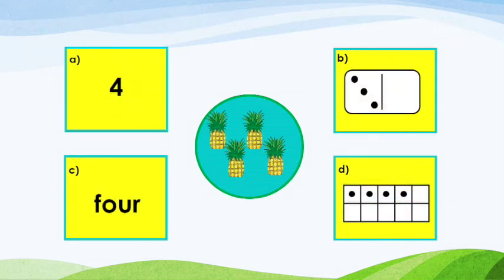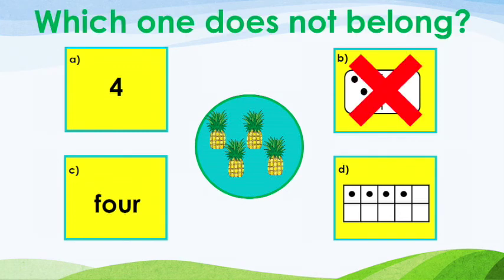4 juicy pineapples. But which one does not belong? Which of the square boxes does not show 4? Look carefully, boys and girls. Did you choose the domino with 3 dots? You are correct. The domino with 3 dots does not belong to this group.